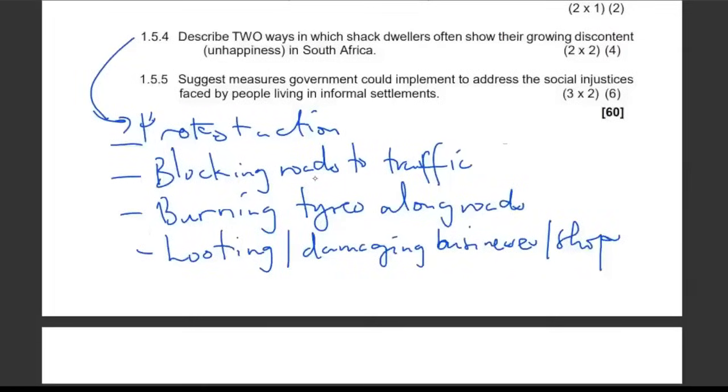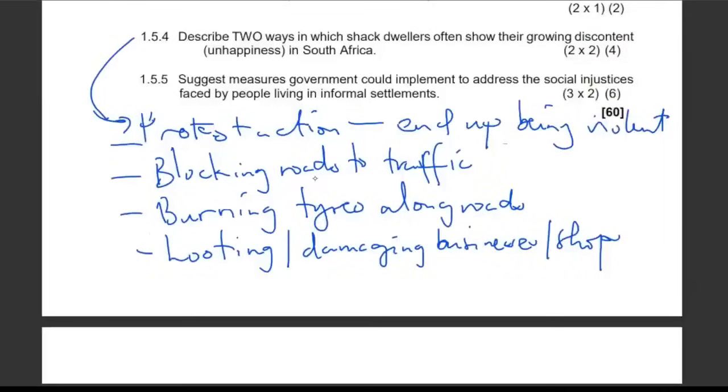And usually those protests, in most instances, they end up being violent. They don't engage mainly in peaceful protests. The protest action in most instances will end up being violent. Then blocking of roads and traffic, and also burning of tires as a way of showing their discontent, and also looting and damaging businesses and shops.